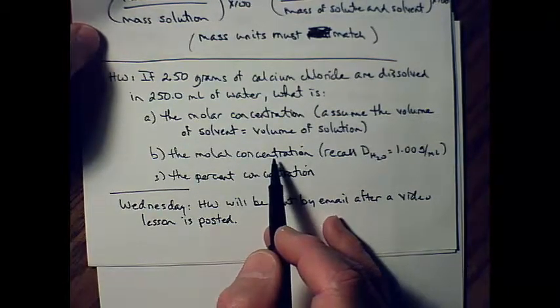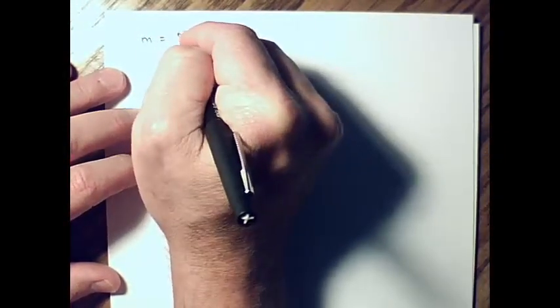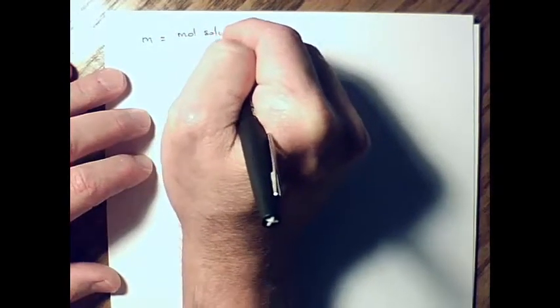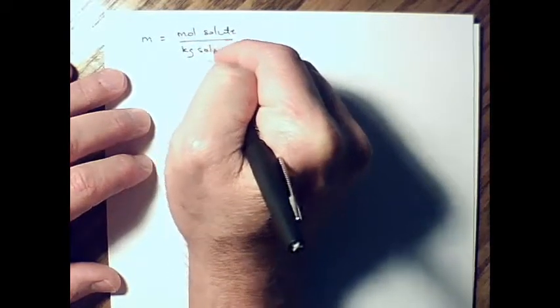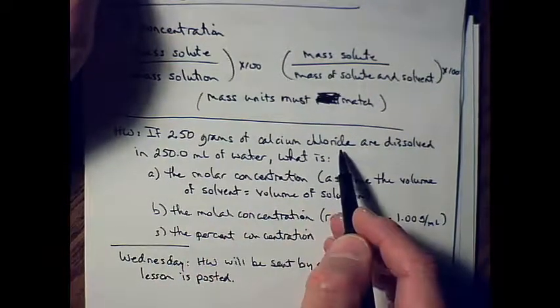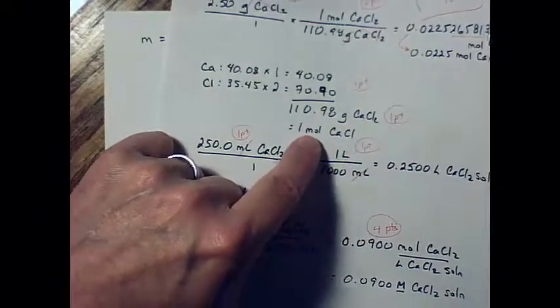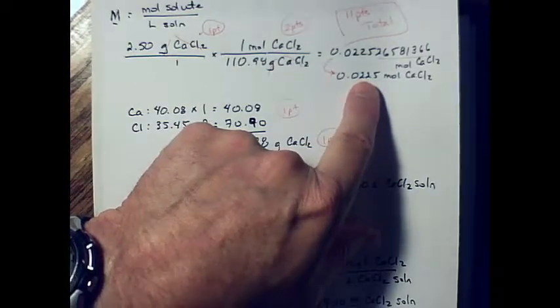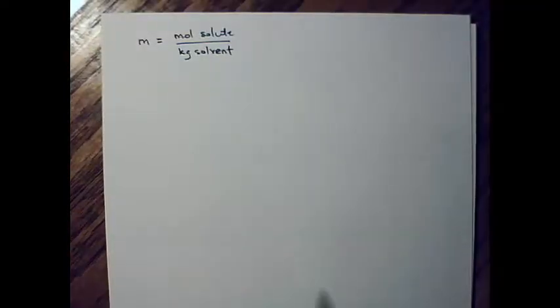M-O-L-A-L concentration. Molal concentration, which we symbolize with a small letter m, is the moles of solute over kilograms of solvent. Not the solution, but the solvent. So in the problem we have 2.50 grams of calcium chloride. We've got to convert that into moles. Well, if you did that in step 1, there's not much reason to do it again. We've already got it done. What we have to do is to find the kilograms of solvent.